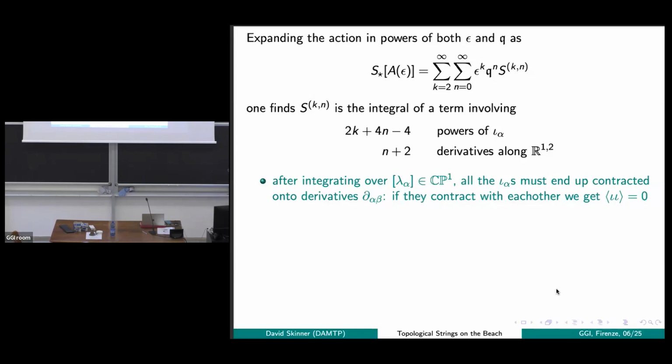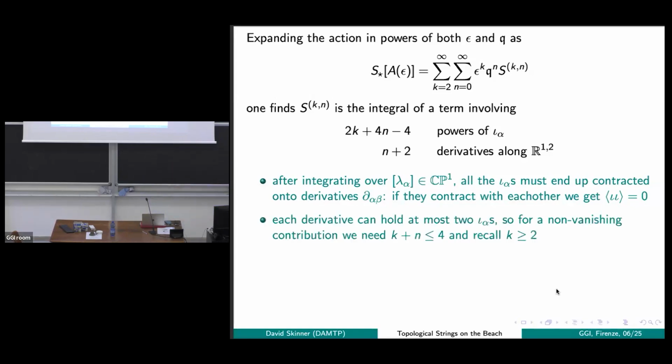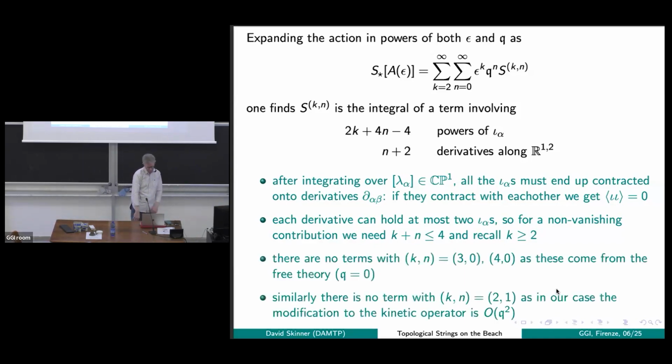If they contract with each other, of course, that's the same spinor contracted with itself, and so we're going to get zero. So the only way we can get a term that survives is when the powers of that spinor contract with the derivative. But each space-time derivative has precisely two spinor indices, so it can absorb at most two iotas. And so we need that this number is less than or equal to twice this number, and that boils down to this inequality here. Otherwise, some iota is going to have to contract with some other iota, and that term will just vanish. So there are very few terms which contribute.